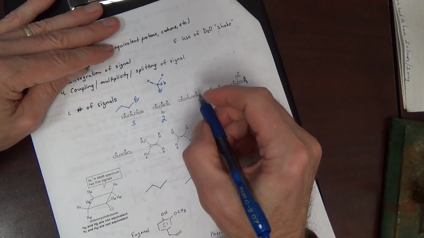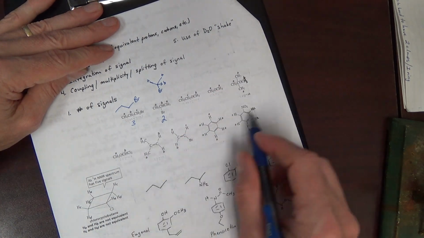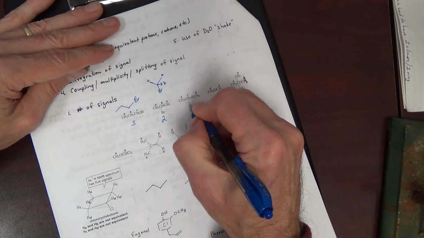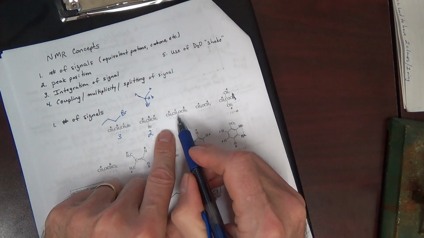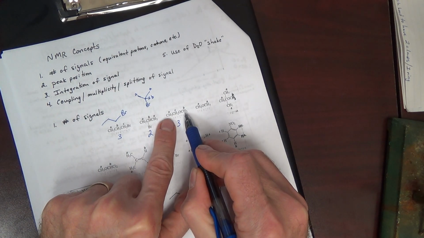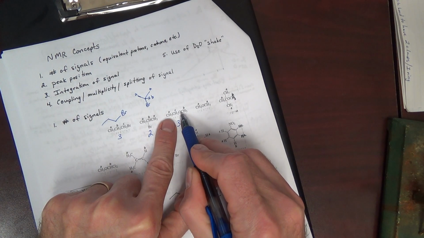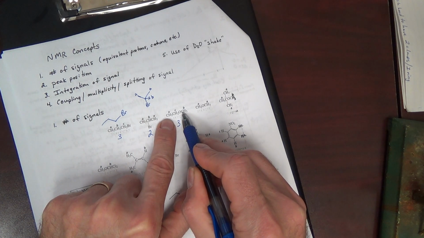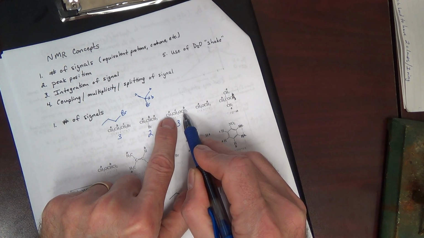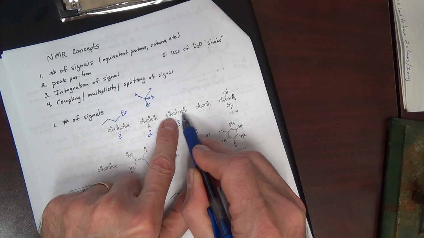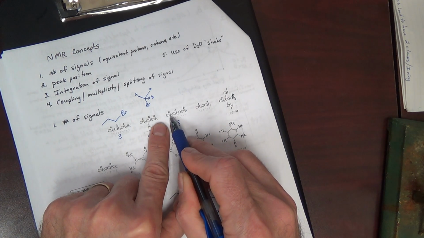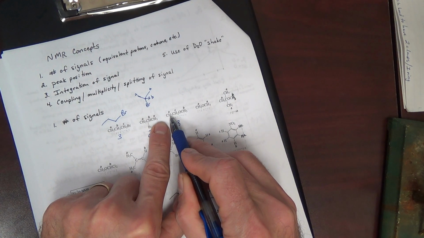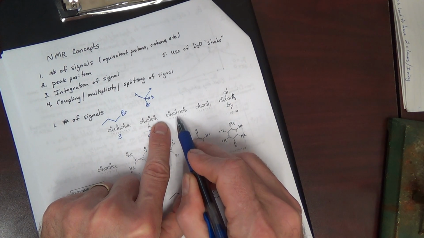This compound, well, the answer is already given for most of these here. It's A, B, and C, 3 signals. Let's just confirm why. Are the 2 CH3s the same? No, one's bonded to oxygen, the other's not. They're going to have different electron densities. The oxygen is going to pull more on this CH3 than it can on the other one. And then the CH2 is unique, 3 signals.